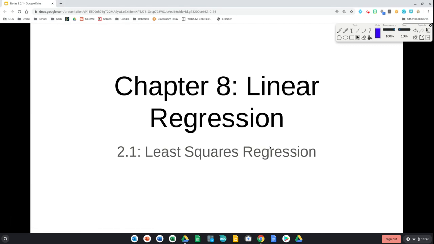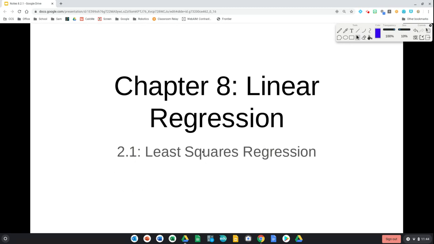What we're going to look at in this video is how to write the equation of a least squares regression best fit line. Okay, we've been talking about best fit lines. We've been using equations for best fit lines to make some predictions. Today we want to actually figure out how we write that equation of the best fit line.